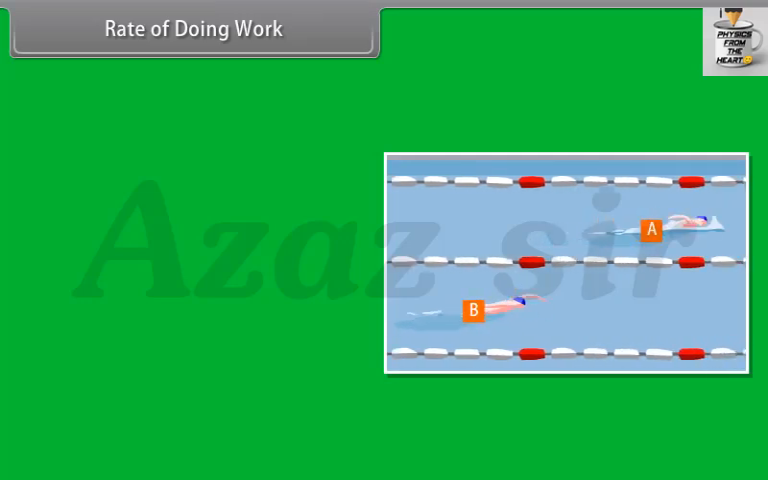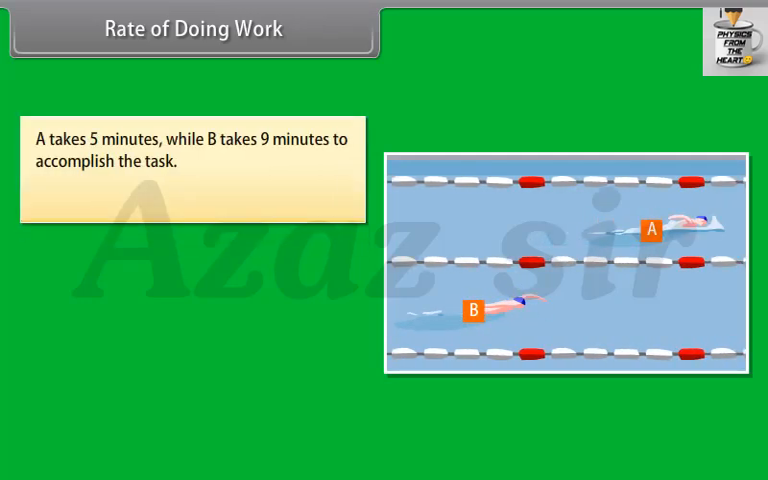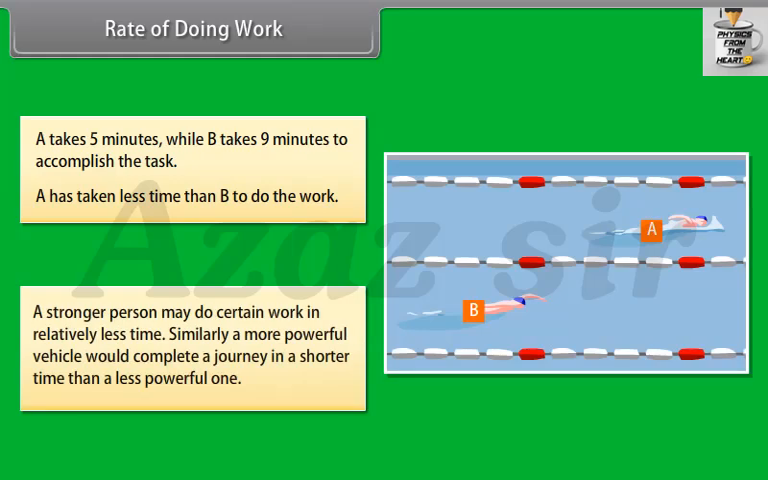Both start swimming separately. Let us say A takes 5 minutes while B takes 9 minutes to accomplish the task. They did the same work, but A has taken less time than B to do the work. This means that a stronger person may do certain work in relatively less time. Similarly, a more powerful vehicle would complete a journey in a shorter time than a less powerful one.